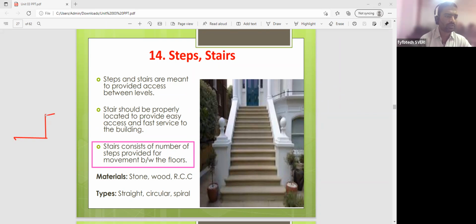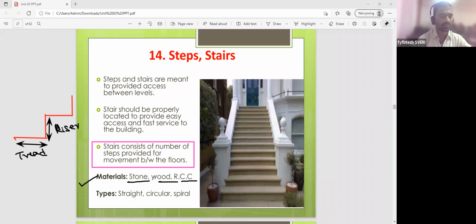Steps are like this, correct? So here this is called the tread, and this is called the riser. This is called the height, the riser, and this is called the tread. Okay. Then materials: stone, wood, RCC.